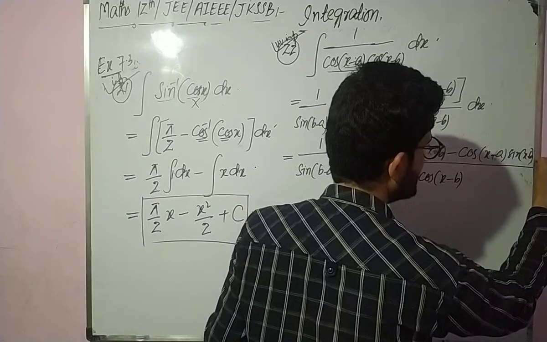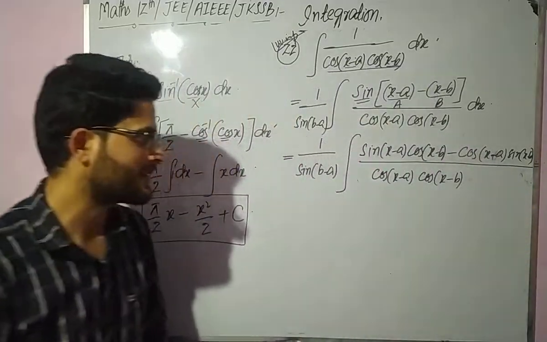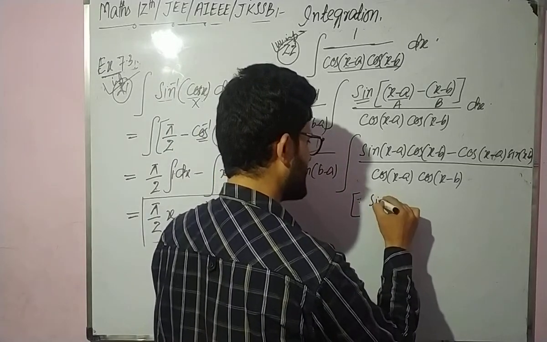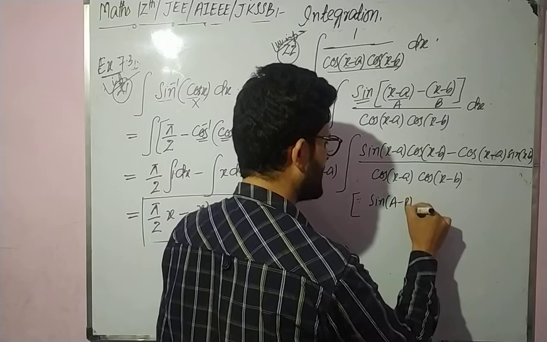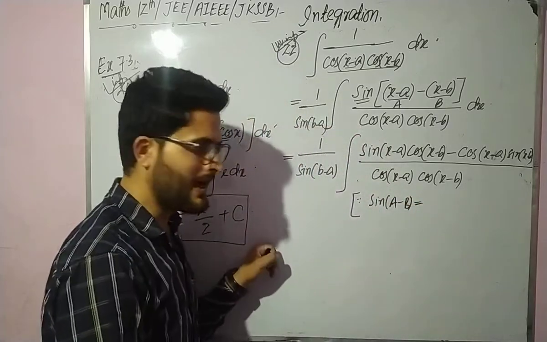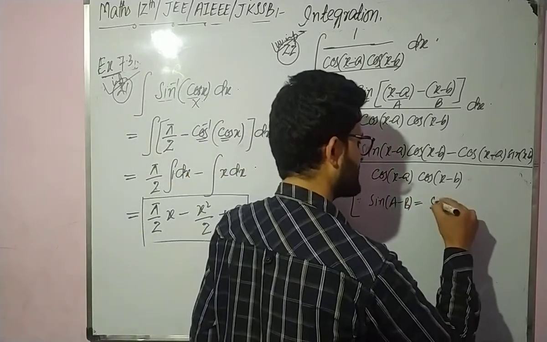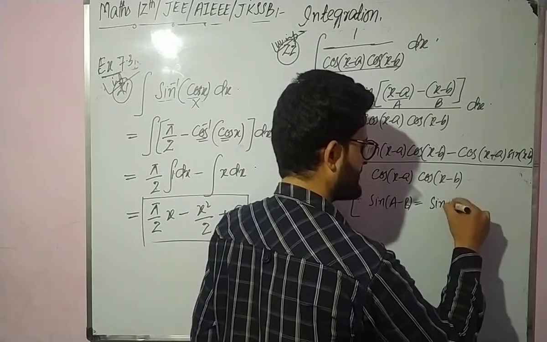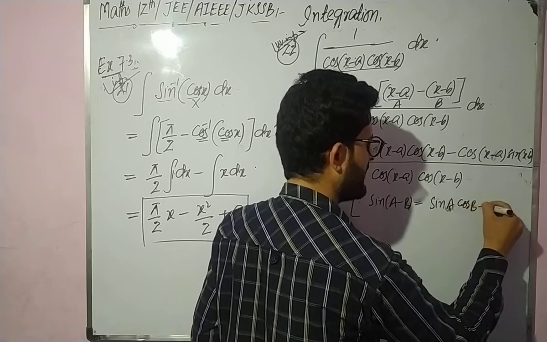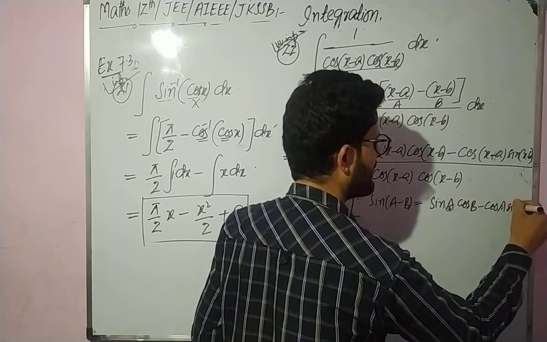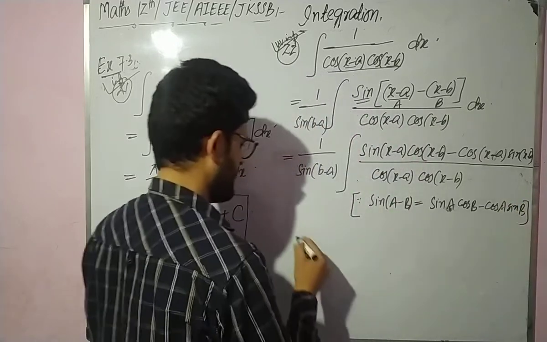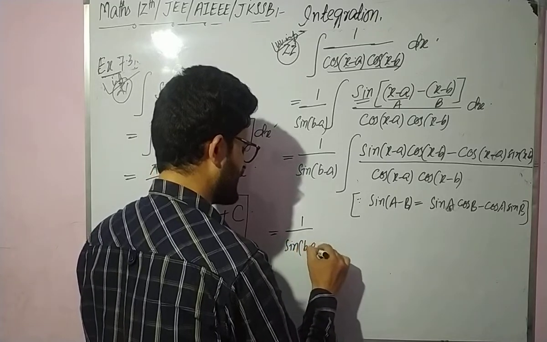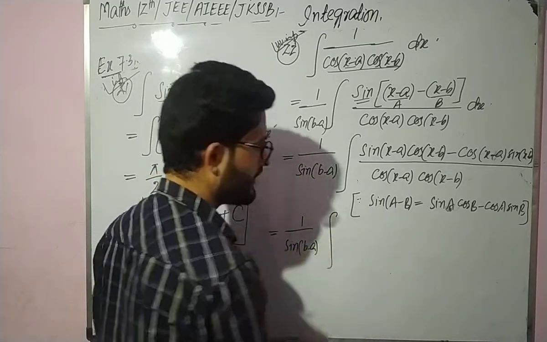यहां पे फॉर्मूला यूज किया है, that is sin of a minus b by this difference formula, and that is directly equal to sin a cos b minus cos a sin b, and that is further equal to 1 divided by sin of b minus a into integration of.